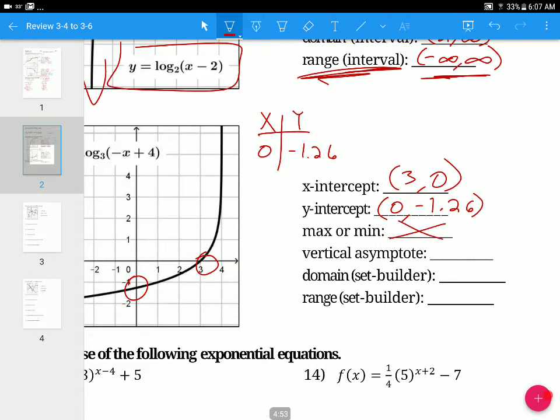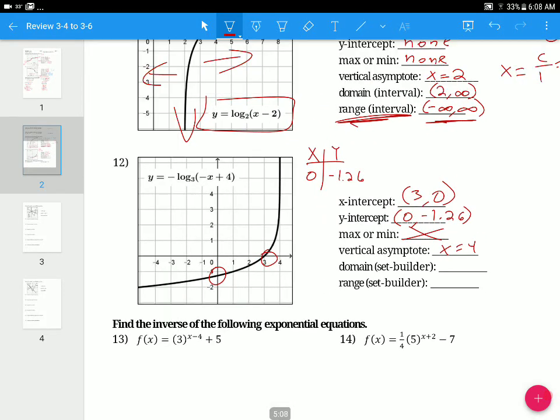Your vertical asymptote, x equals c over b. Or you can just look at your graph and say, look, it stops right there at 4. So that's x equals positive 4. But if you're doing the c over b, it's negative 4 divided by negative 1, which is a positive 4. That's your c over b. I'll write it out that way so you know what's going on.